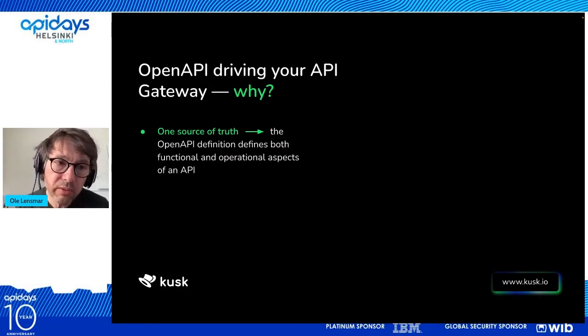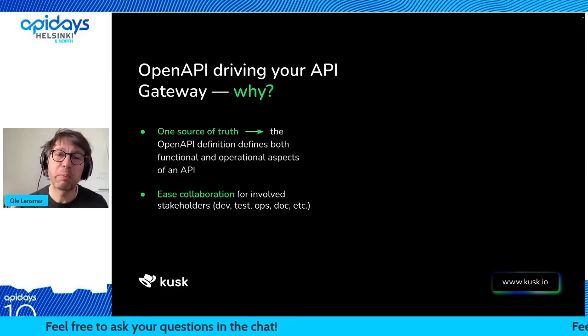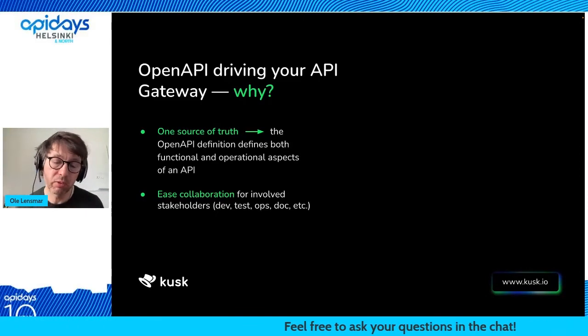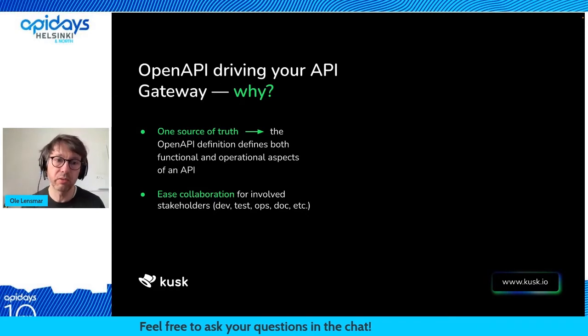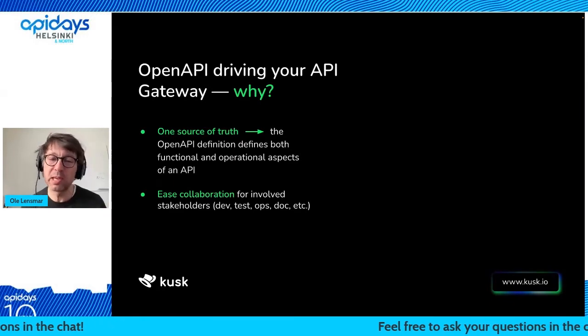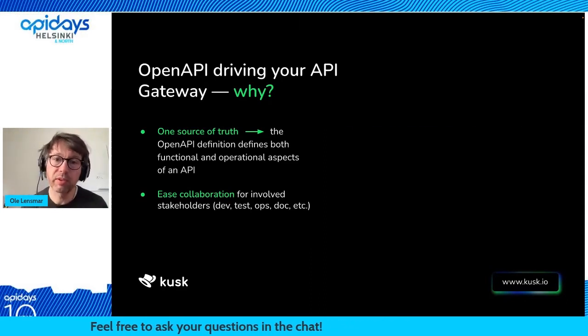First of all, you have one source of truth, right? Your OpenAPI definition defines both functional and operational aspects of your API, which would make it easier for you to collaborate. If you have a team where you have ops and dev and test and architects and business analysts working together, you can really huddle around that OpenAPI definition and put everything in there, instead of having these things spread out in different documents or different configuration files or systems. So having that single source of truth both gathers it in one place, but also makes it easier to collaborate, especially if you're using something like Git for version management and workflows.